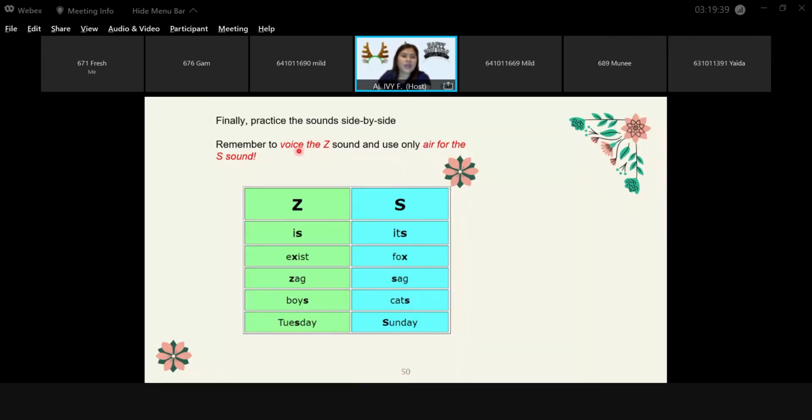Now we are going to practice the sounds one by one. So can I have one student to read this? So these green words are the Z sound, which is voiced, and the blue words are voiceless, which is the S sound. Who wants to volunteer to read these two, voiced and voiceless? Who wants to read?